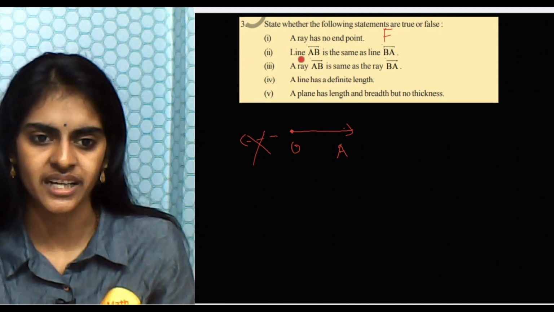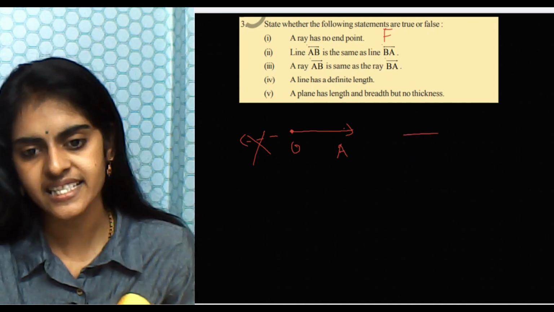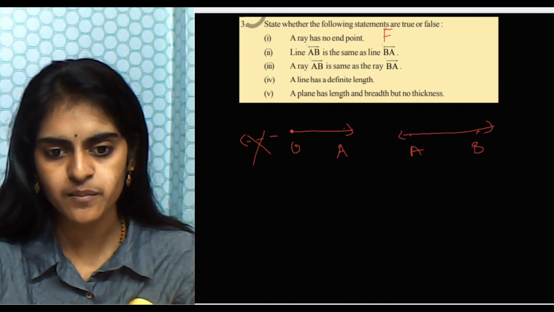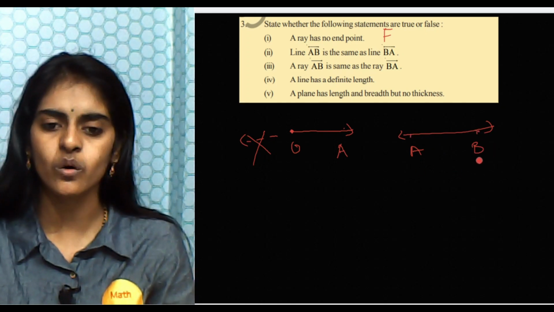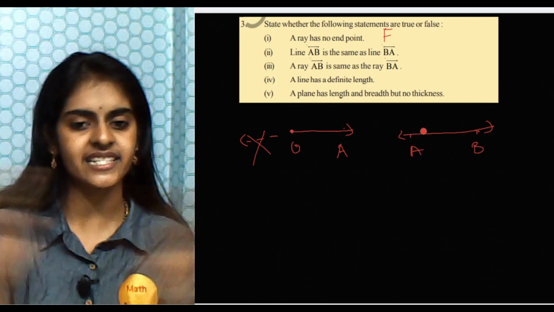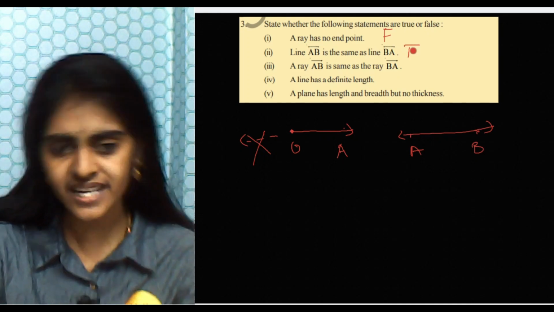And next one, line AB is the same as line BA. Now see, this is line AB. The same line I can represent as BA. Yes or no? It means the same. Yes, because a line extends in both the directions. So AB or BA is always the same.